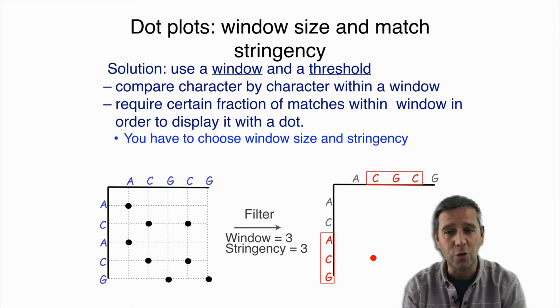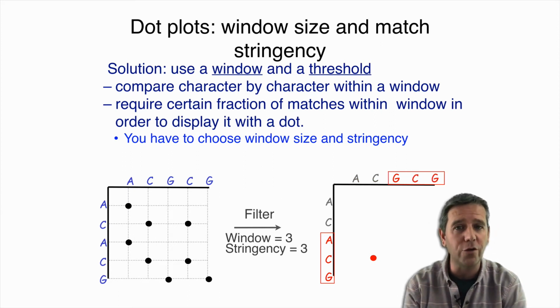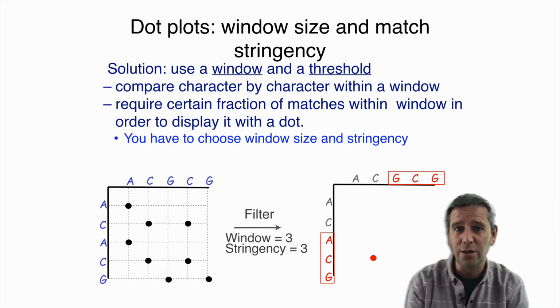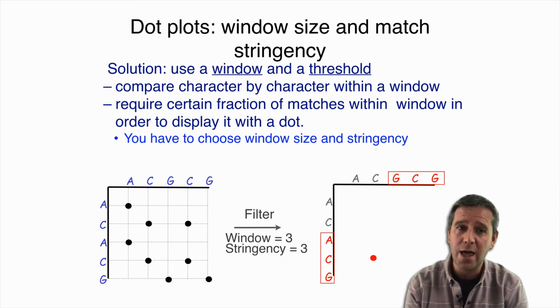That means my stringency is 3. I must have 3 matches in order to put a dot. And I can keep going, and there'll be no other dots in this case until finally, like here, we've examined all possible windows, and this would be our final answer for a window size of 3 and a stringency of 3.